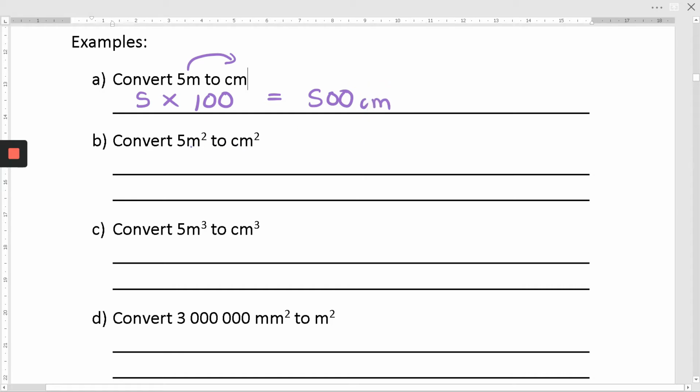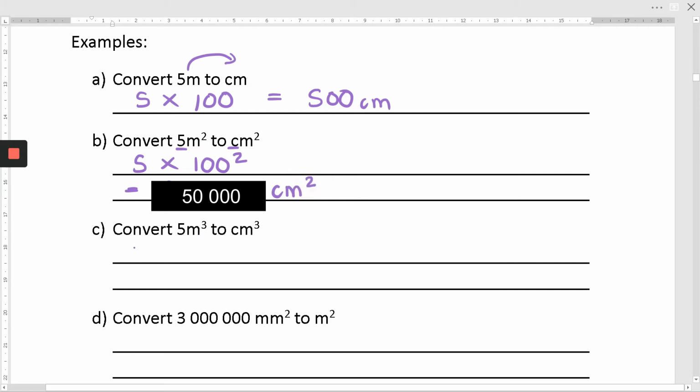Now I'm going to take the same number and I'm going to say we are now converting square units. We're converting from meters squared to centimeters squared. So I'm going to take the 5 and I'm going to multiply by 100 squared. And that's going to give me 5 with 4 zeros instead of just adding on 2. My unit answer will be centimeters squared.